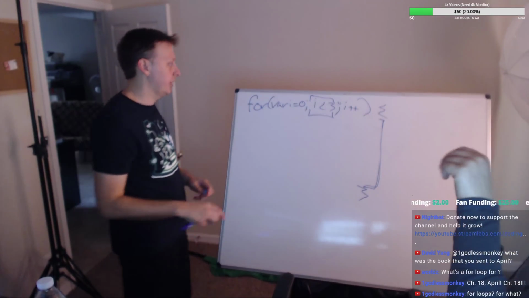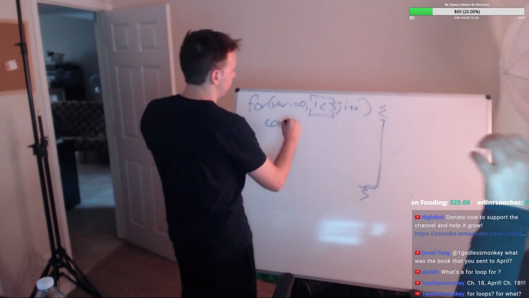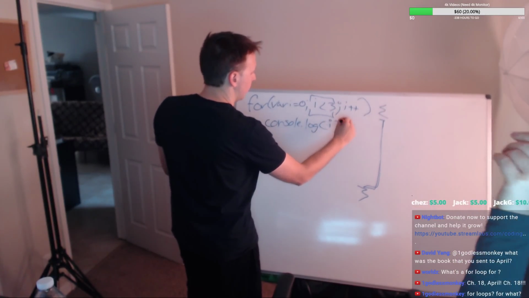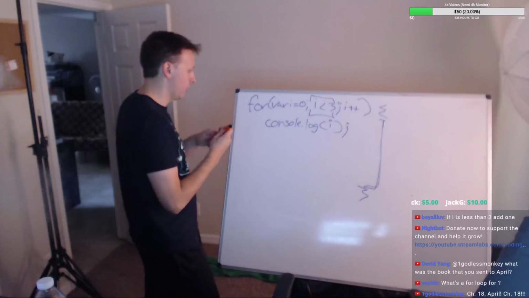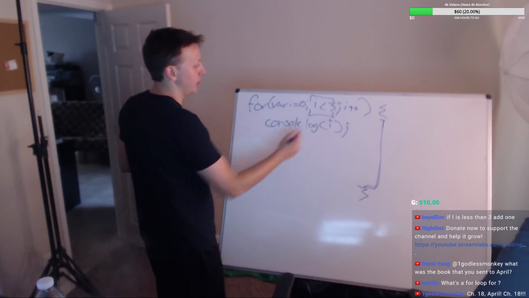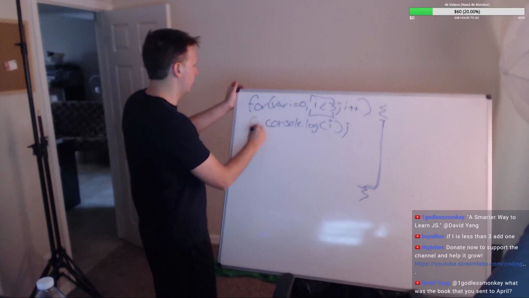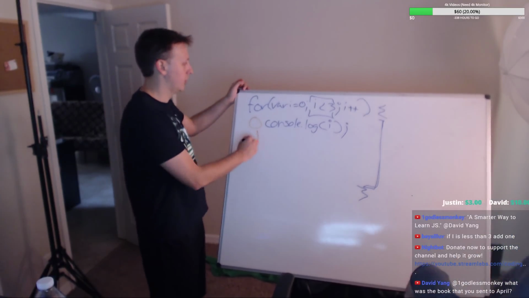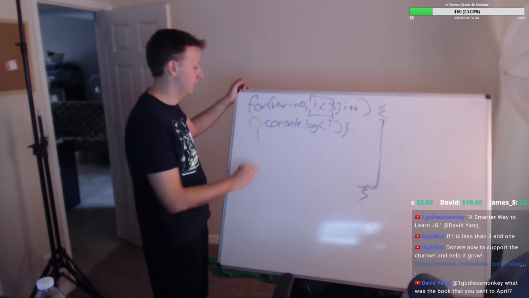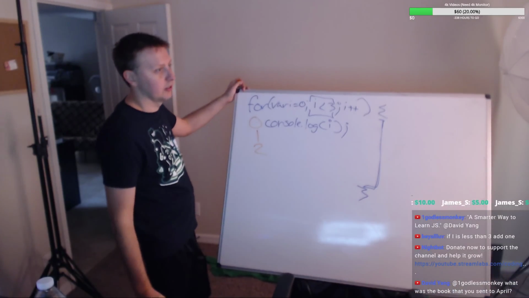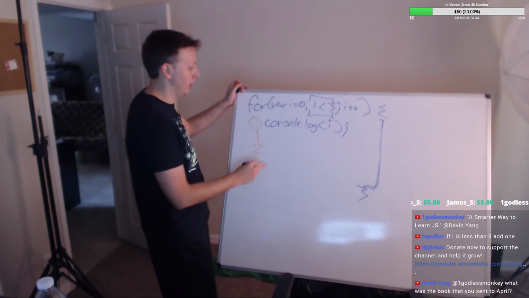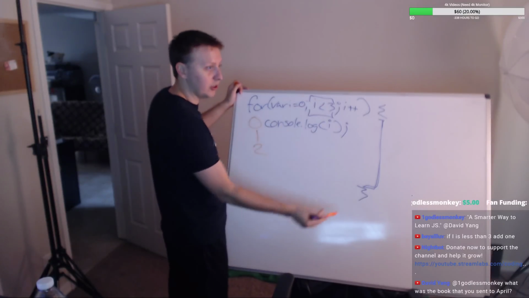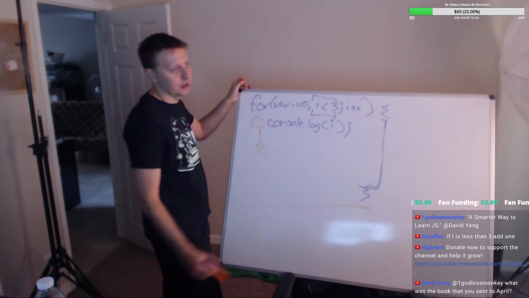For each iteration, let's say all we wanted to do was console.log, which does what again? Prints. Okay. So now, first loop, what is this printing out? 0. Cool. Second loop? 1. Third loop? 2. Fourth loop, what is it printing out? Nothing. Good. It doesn't print out 3 because 2 is less than 3, but 3 is equal to 3.